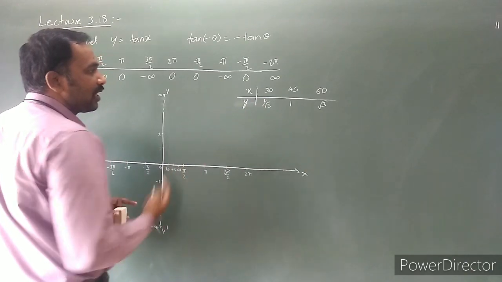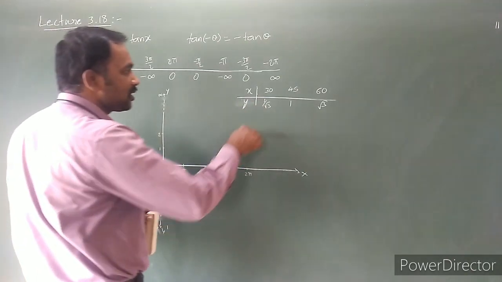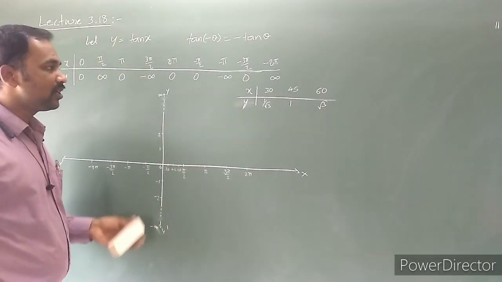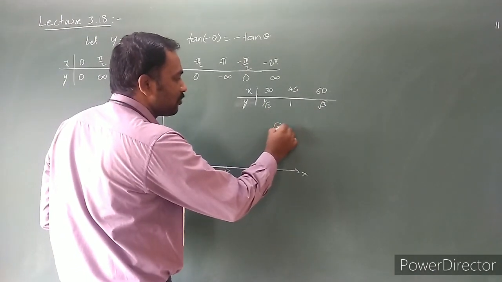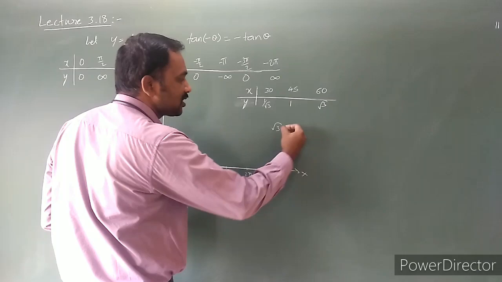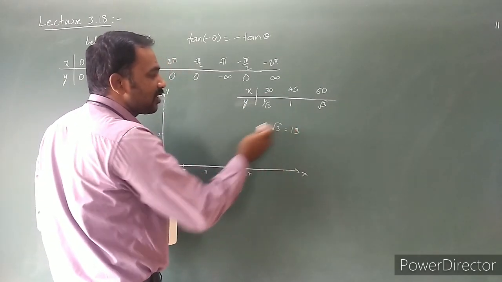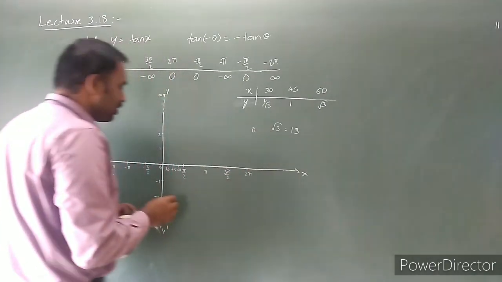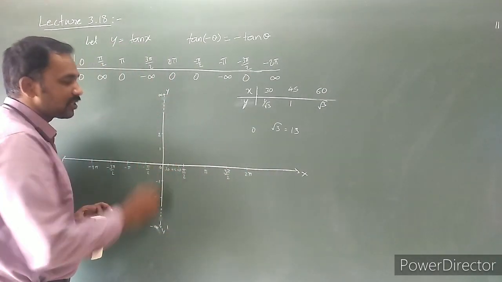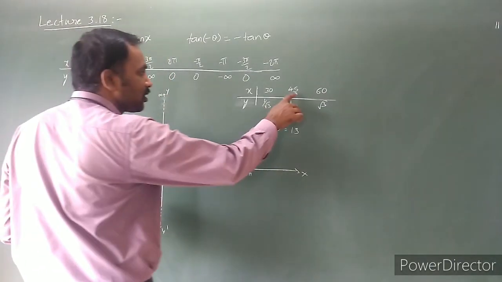x value 30, y value 1/√3. Now, is 1/√3 less than 1 or more than 1? 1 divided by root 3 is less than 1, since root 3 is more than 1. So it is approximately less than 1 here. And come for the 45 degree.